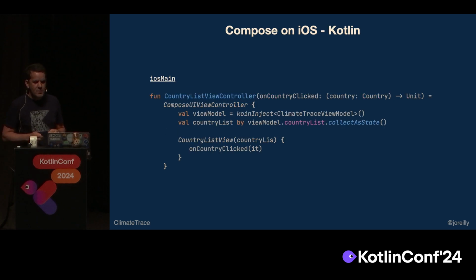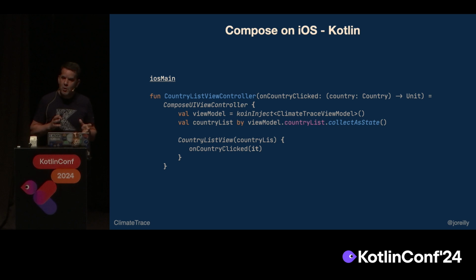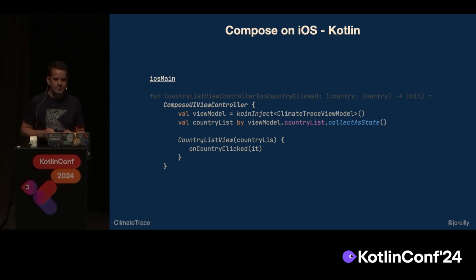Next thing I'm going to show here, also from the Climate Trace project, is a small example of shared Compose UI code being consumed on iOS. We have, for example, this function exposed from our iOS main code in our shared KMP module. It uses Compose Multiplatform's ComposeUIViewController, which in turn includes the country list view composable. That composable is in shared KMP code and used in the Android client as well.